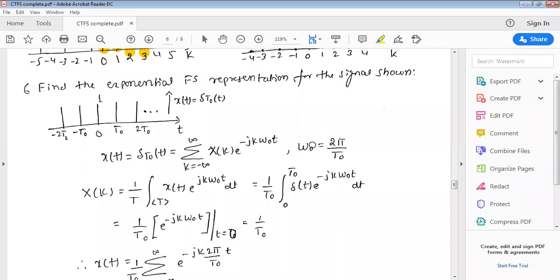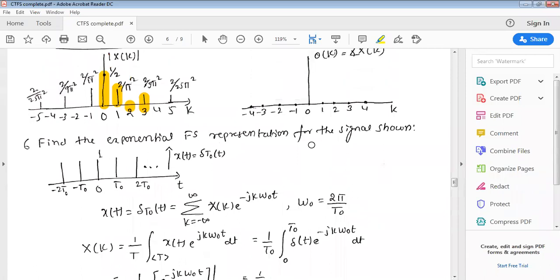Now, can you tell me what is the period of the signal? Any of you? Over what time does the signal repeat? The signal is existing from minus infinity to plus infinity. What is the period of the signal? Because without the period, you will not be able to find the Fourier series.